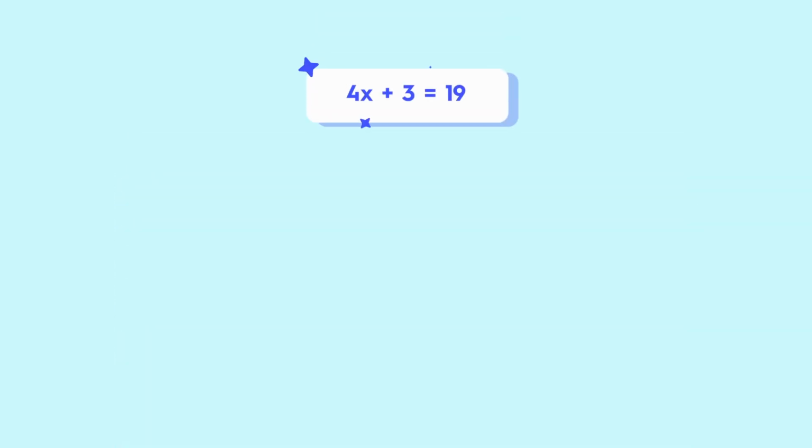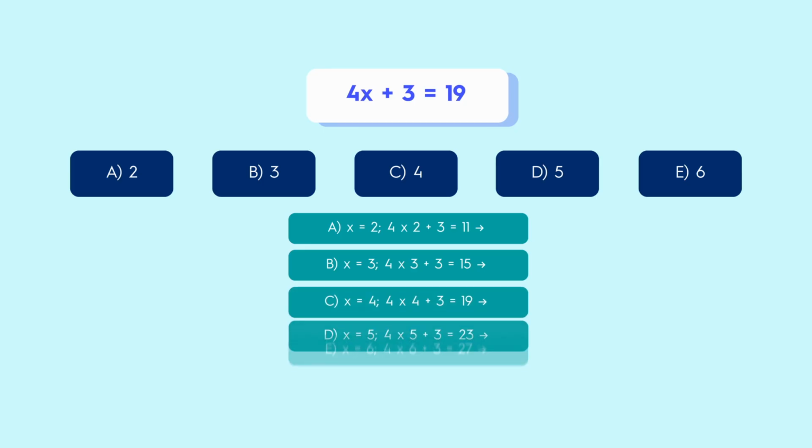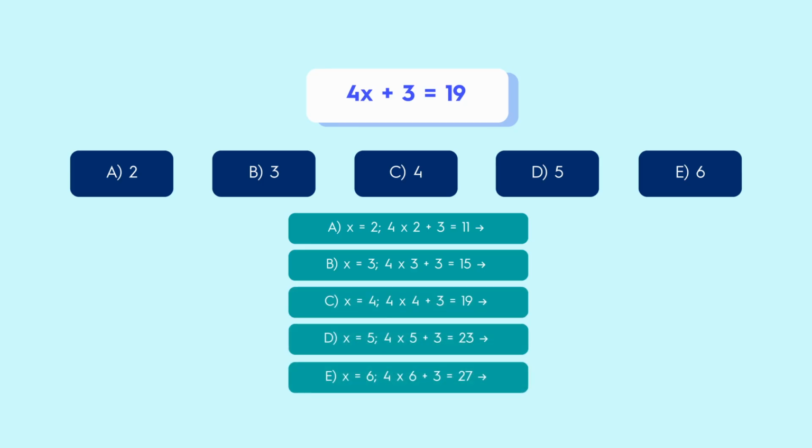Here is the model. Replace x with a choice. Compute the left side. If it equals the target number, that choice is the solution. And to save time, start with the middle choice to cut work in half. Now let's see this in action.